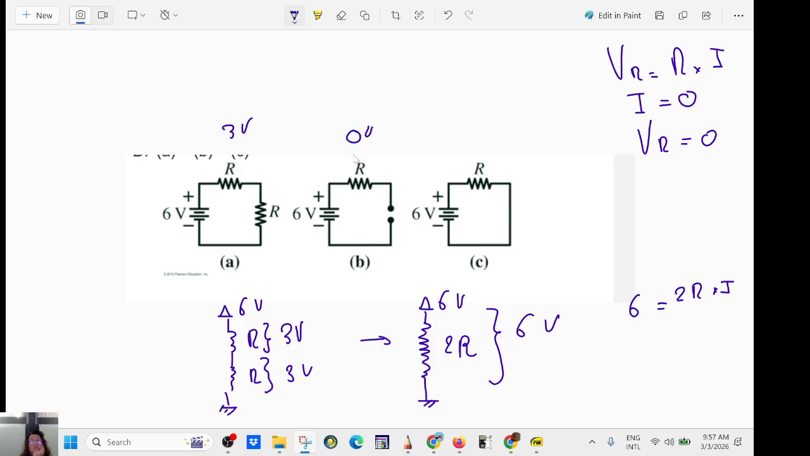Very good, it's 0 volts. Sometimes it can be confusing for students because they want to put a voltage, but no, the current cannot flow here because it's an open circuit. If there is no current flowing through, there is no voltage drop. So that's going to be 0. And this one will be 6. So C has a larger voltage than A and then B.